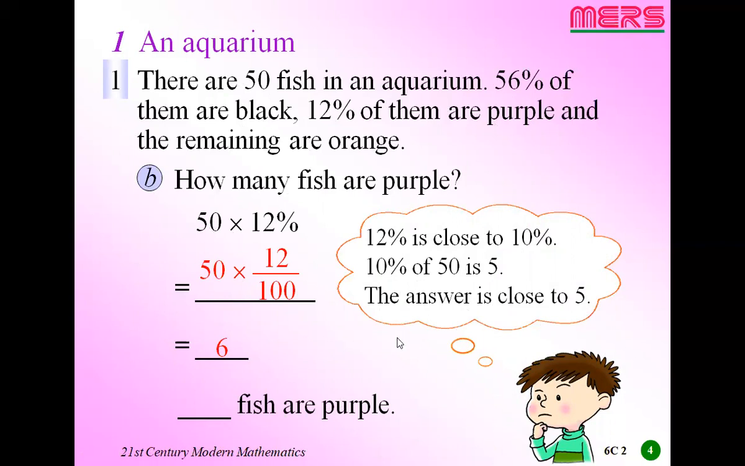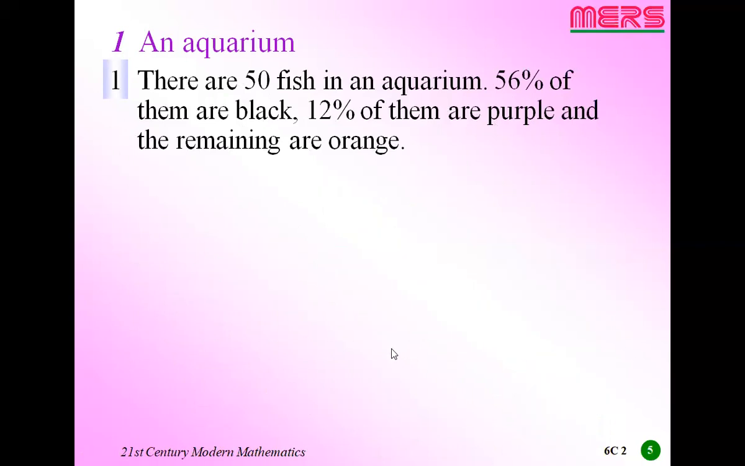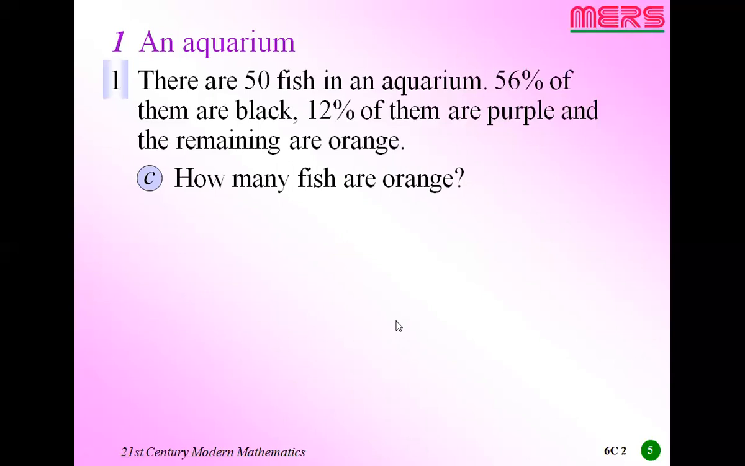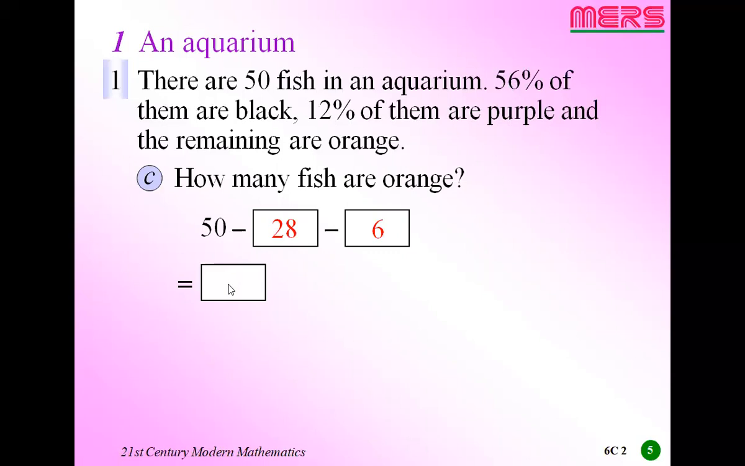And then the last question is how many fish are orange? So basically, you can use the total number of fish minus the number of black fish and minus the number of purple fish. Because we found the number of black fish in part A, and we found the number of purple fish in part B. So it's 50 minus 28 and minus 6. So you can get 16. So the 16 fish are orange.